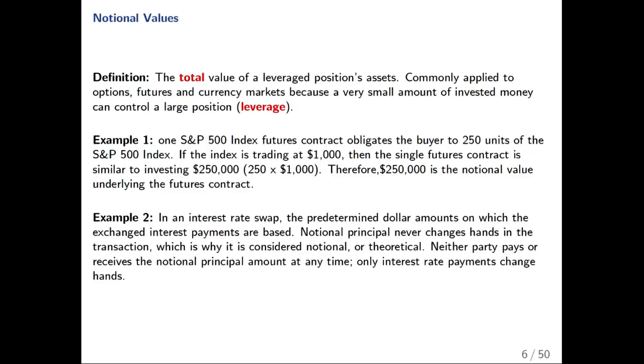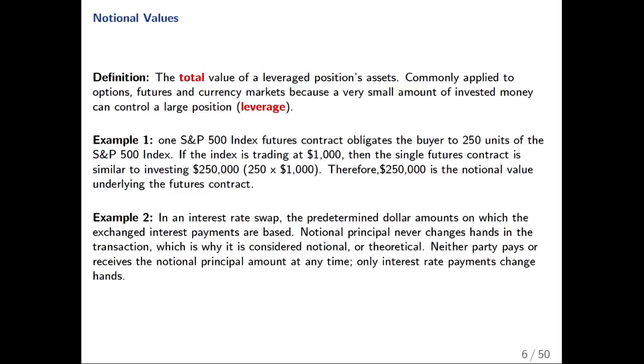So 1 unit of a futures contract is a claim on 250 units of the S&P 500, which means that if the index is trading at 1,000, hypothetically today, and I buy a single contract, my futures contract is worth 1,000 times 250, which is $250,000. Okay, so I have a leveraged position in the futures market with a leverage ratio of 250 to 1. The notional value of this contract would be 250,000.